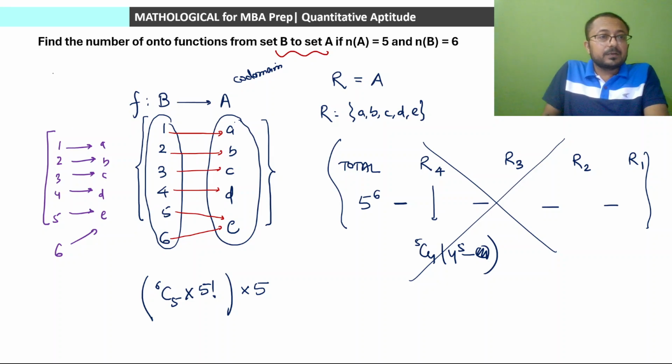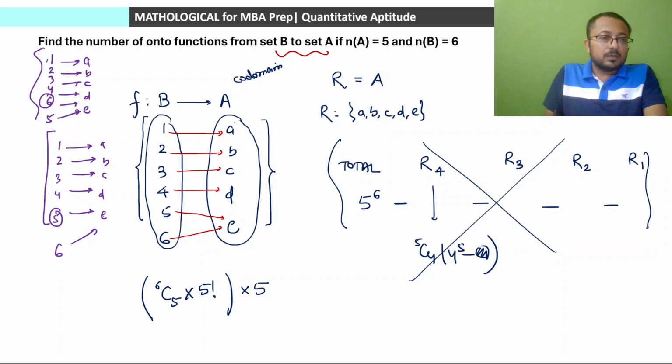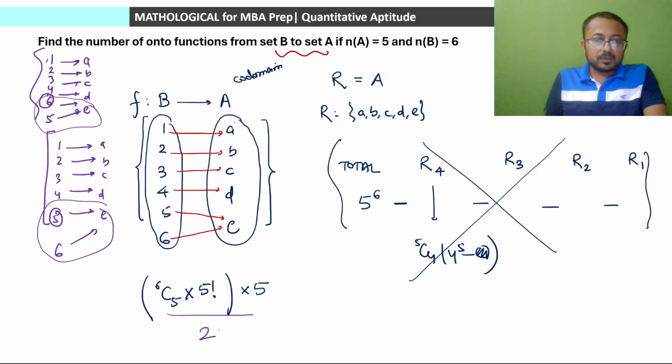Or we could have selected 1, 2, 3, 4 and 6 and connected them with A, B, C, D and E, and then लास्ट में 5 को भी E से कनेक्ट कर देते. But both cases are same. तो पहले तुम 6 को सेलेक्ट करो या पहले 5 को सेलेक्ट करो, as long as you are connecting 5 and 6 both with E, तो ये दोनों केसेस तो सेम ही बनने वाले हैं. Isn't it so? We'll be dividing by 2 factorial because of this.